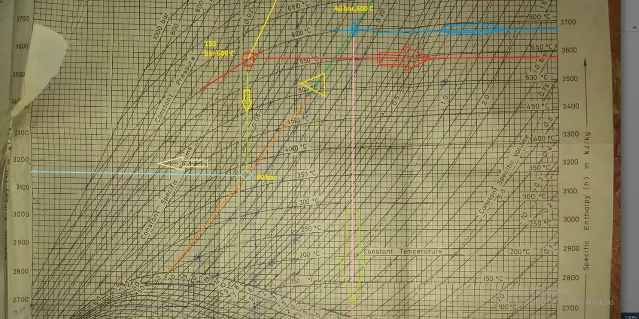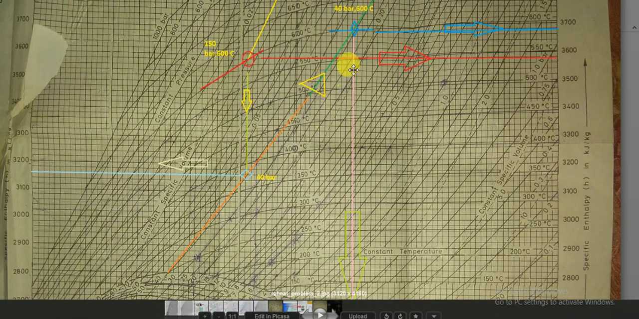So this is the high pressure turbine line. High pressure isentropic expansion. This is low pressure isentropic expansion. This is the high pressure turbine. This is the low pressure turbine. This is the reheat. So I will tell again: this is the high pressure turbine, this is the low pressure turbine, and this is the reheat, 40 bar to 600 degrees Celsius. So 150 bar, 600 degrees Celsius.